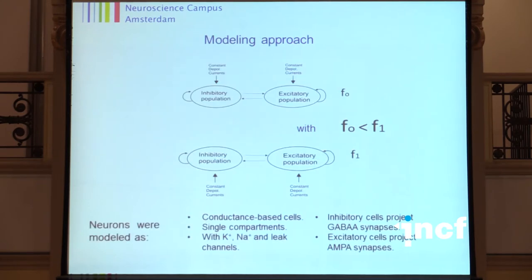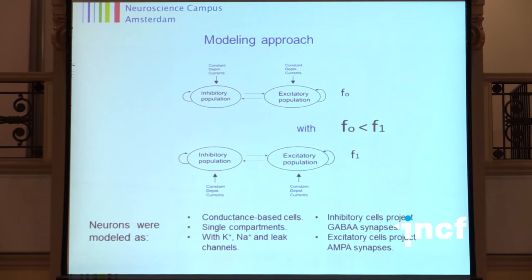So this is our modeling approach. It was in NEURON, such that we have two populations of cells. Let's say one is the source, the other is the target, but you can have one frequency lower than the other. They are non-correlated to each other. The idea is that every network has 20 inhibitory cells and 80 excitatory cells. The cells are really abstract models, conductance-based single-compartment models, including sodium, potassium, and leak currents, so that they are able to produce action potentials.